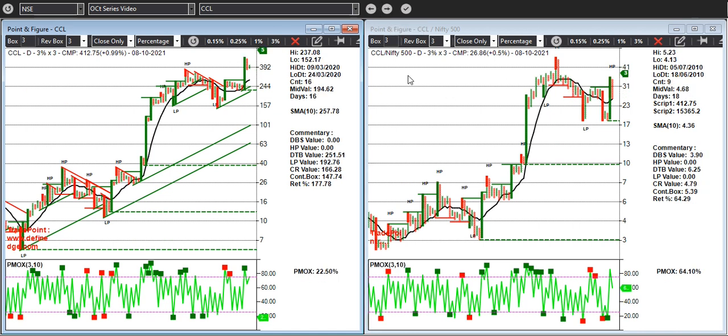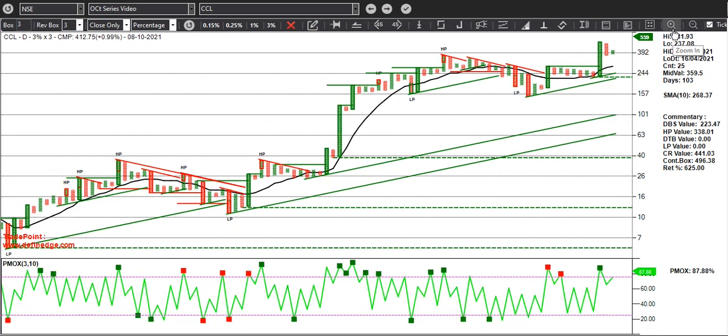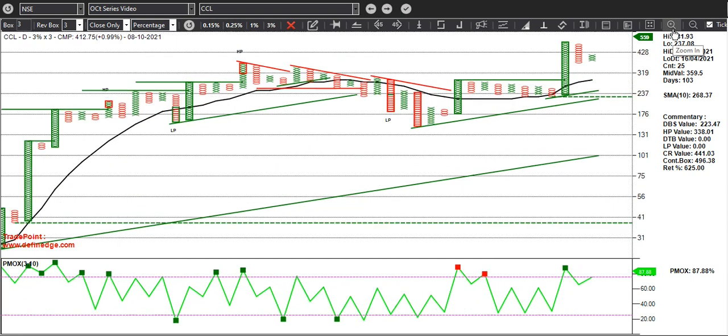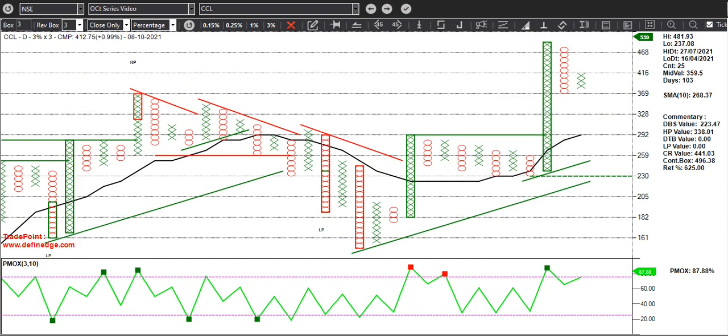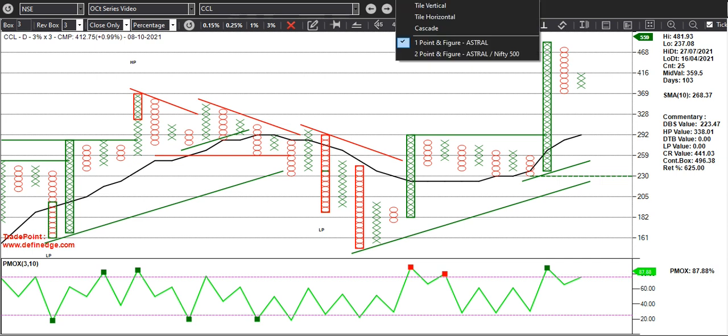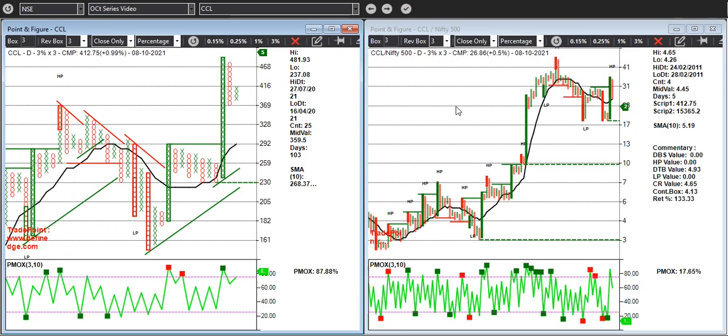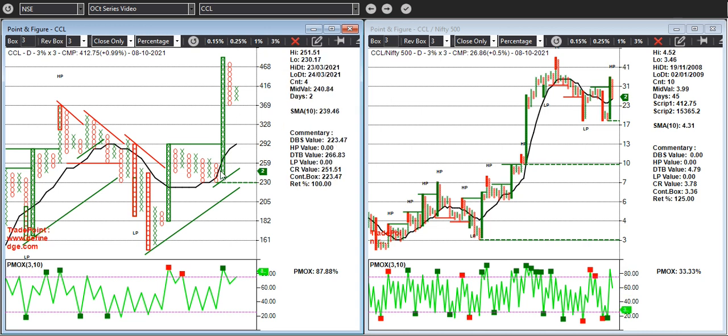Yeah, CCL is one stock. It is not giving us a double top buy very soon. But the reason I have selected this stock is because it's a high momentum stock, and it is showing a lot of bullishness. So how can we trade this?